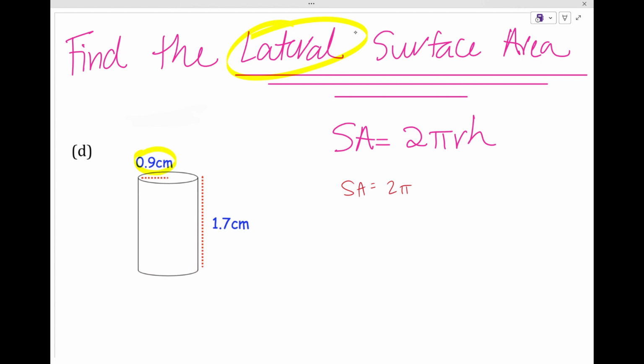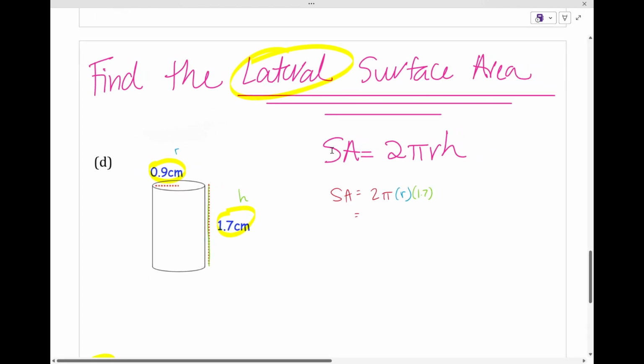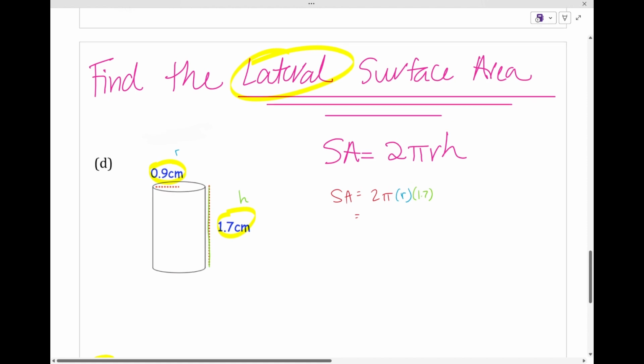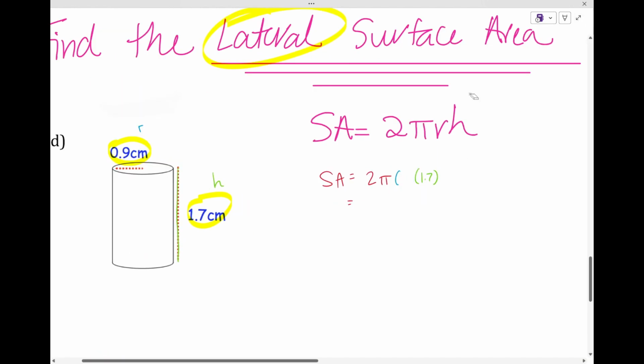Here's my radius, 0.9. This is r. And h is my height from base to base, my distance there. So 1.7 is going to be h. So I replace h with 1.7. Plug that all into a calculator, and then you should get your result from there. Let me do that real quick. I meant to write 0.9 right here.